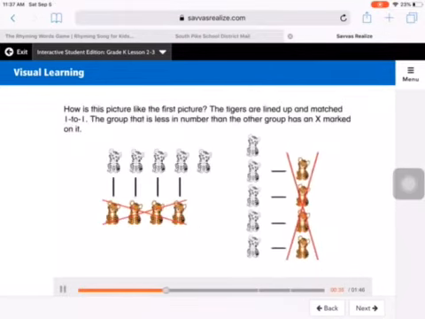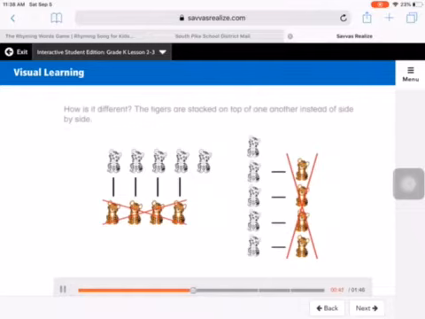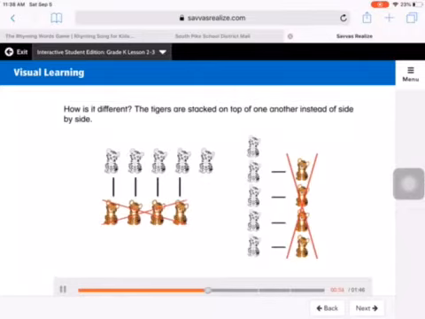How is this picture like the first picture? The tigers are lined up and matched 1 to 1, and the group that is less in number than the other group has an X marked on it. How is it different? The tigers are stacked on top of one another instead of side by side.